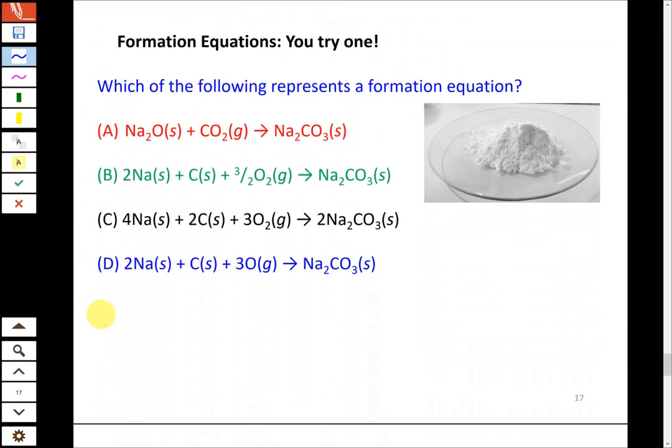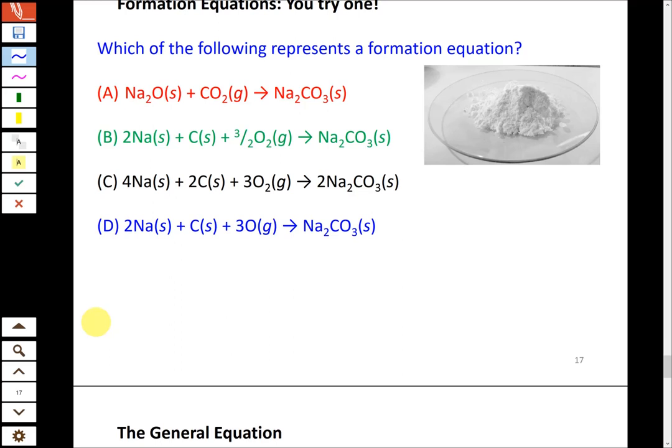All right, so let's talk about how to recognize formation equations. Which of the following represents a formation equation? Again, what we're looking for is a situation where we only have 1 mole of compound on the product side, and everything on the reactant side is an element in its standard state. If we look at choice A here, it does form 1 mole of compound, sodium carbonate, but we see that one of the reactants is not an element. It's another compound. So this one doesn't work. Actually, both are compounds in this case.